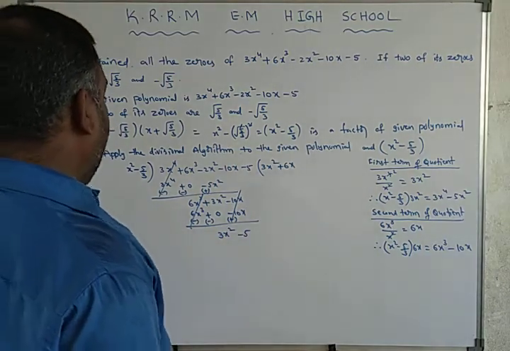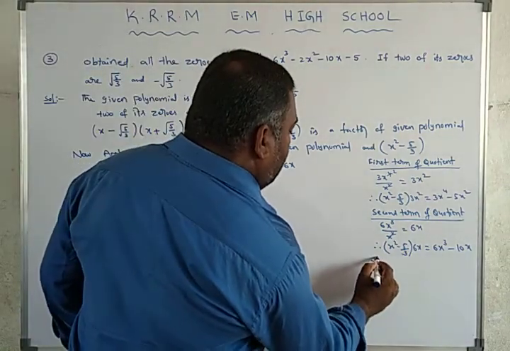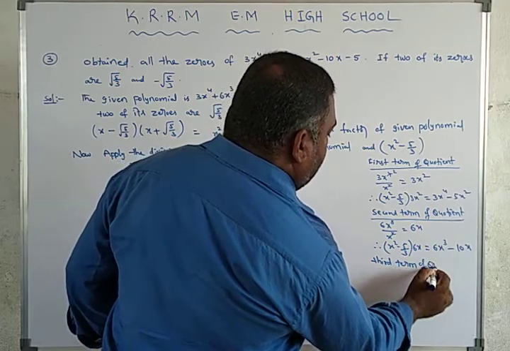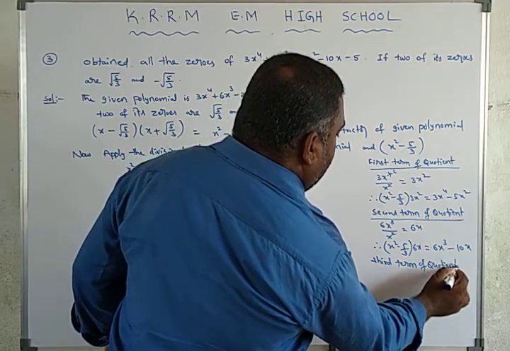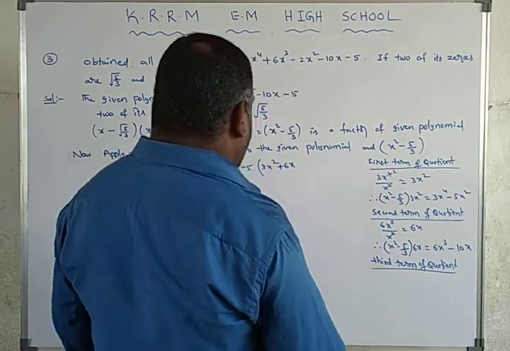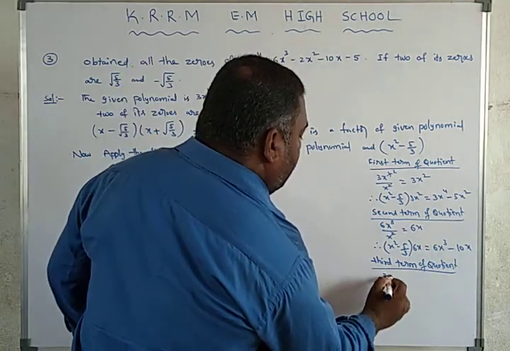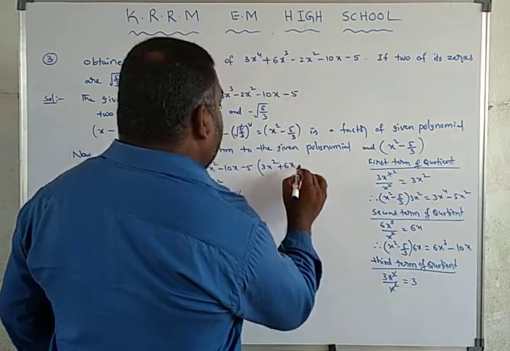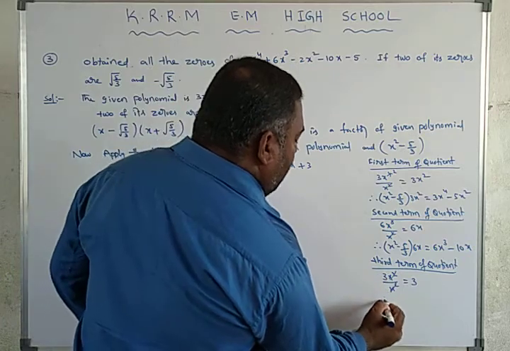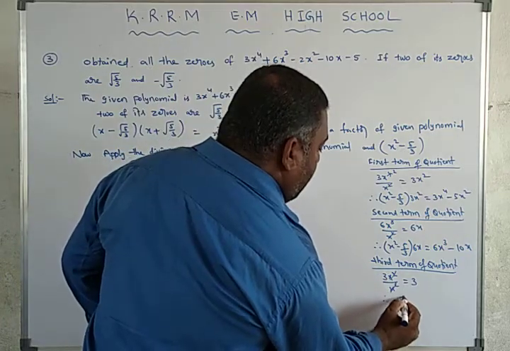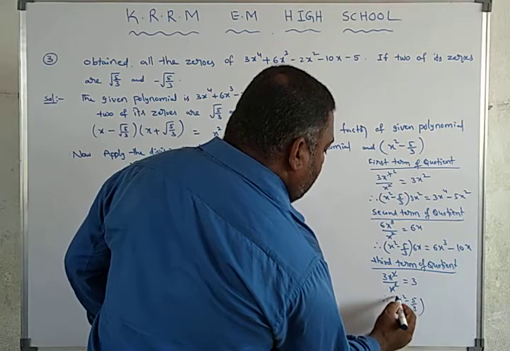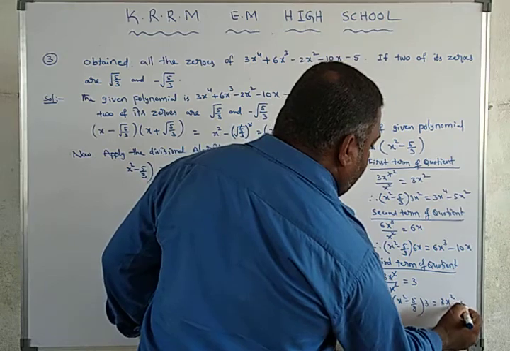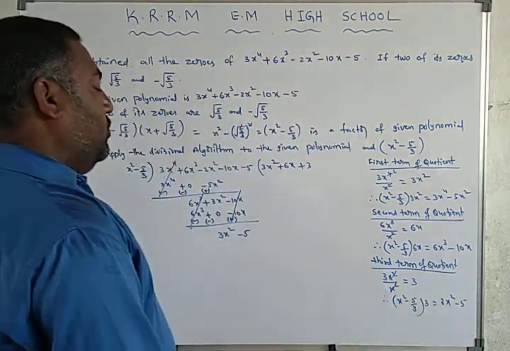So then after, what is the third term of the quotient? Here the highest degree term in the dividend is 3x square; upon x square, cancel, we get 3. So here plus 3. Therefore x square minus 5 by 3 into 3 is equal to 3x square plus 3 minus 3, cancel, we get 5. 3x square minus 5.